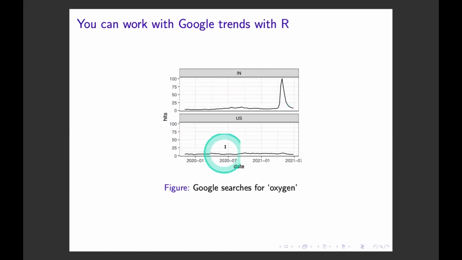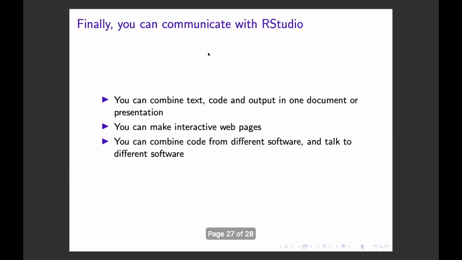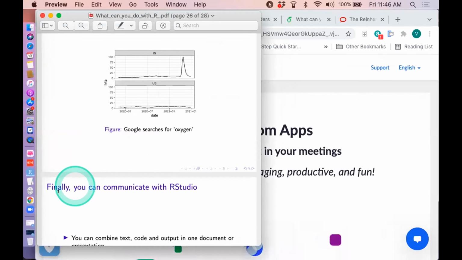So that's something you can do. There's a lot of work on text analysis with R, which is of course a very data science type thing, sentiment analysis. Now finally, you can communicate with RStudio. You can combine text, code, and output in one document or presentation. You can make interactive web pages. So I'll just show you an example of this.